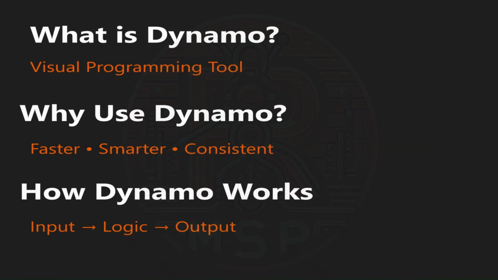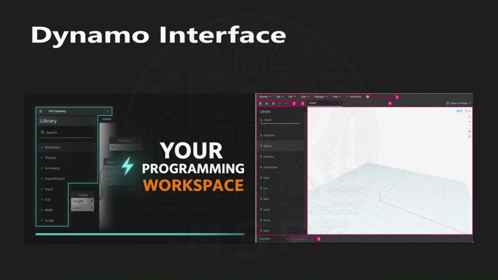We will start by learning what Dynamo is as a visual programming tool, why we should use Dynamo to get a faster, smarter and consistent result, and how we are going to work with Dynamo: what is input, logic and what is output. Then we will move on to learning the Dynamo interface: how to create a new Dynamo script, where to create it, what the extension is, where to download the packages, what the packages are, and all about the Dynamo interface, where to find the things to create a Dynamo script.